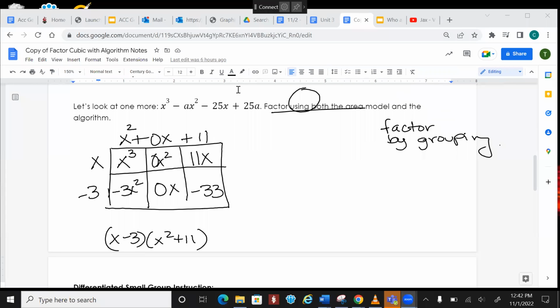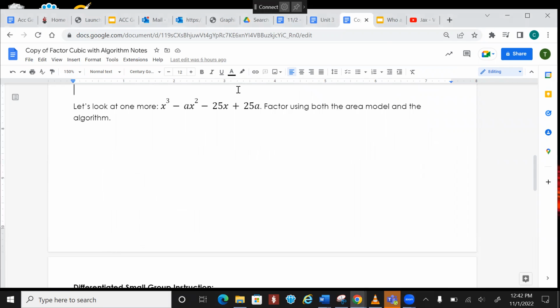So we're going to do this by grouping. If you want to do it by the area model, that's fine too. I'm going to show you the factoring by grouping. I'm going to put parentheses around the first two and parentheses around the last two, and I'm going to take out the greatest common factor. From x to the third and negative ax squared, that's going to be x squared that we pull out.